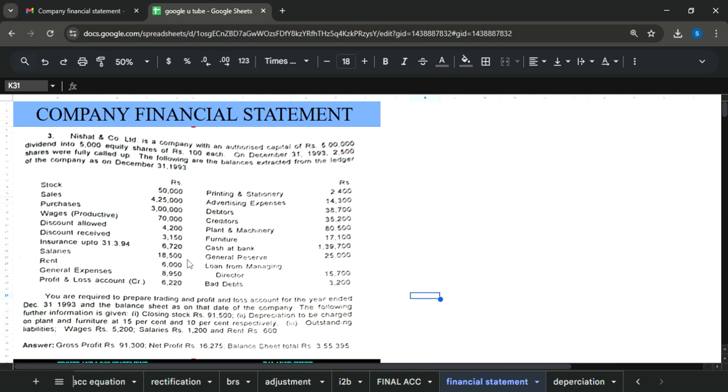Those who have a little understanding of financial statements will not have any difficulty understanding this new concept. And I am sure that if you watch this lecture from start to end, even a beginner can solve a financial statement for a company. Now we are going to introduce how we will make this financial statement.